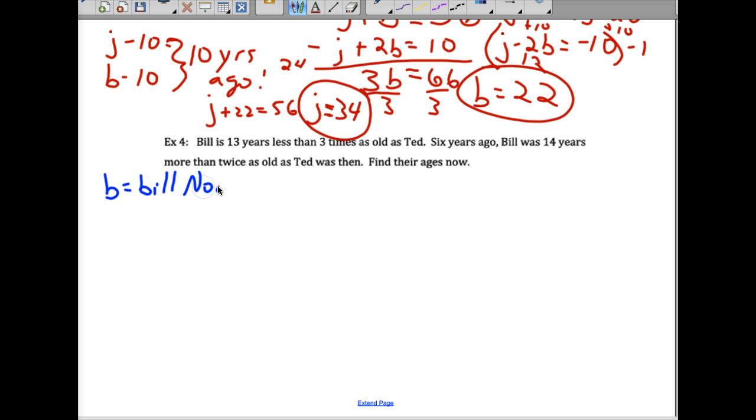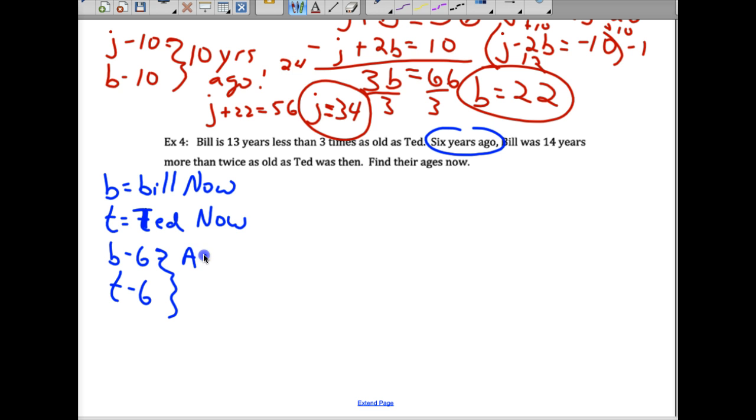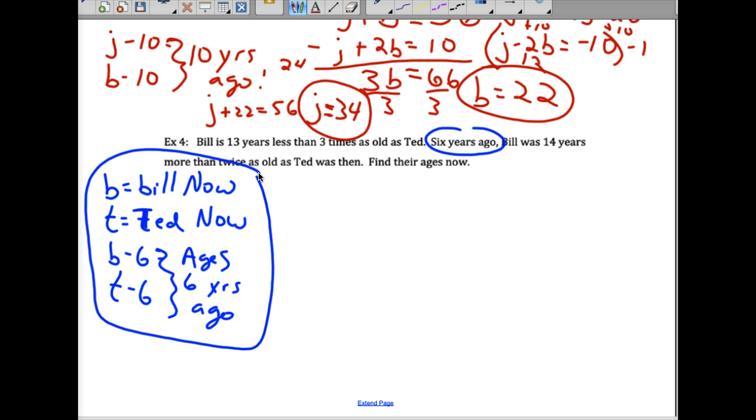B equals Bill. T equals Ted, like Bill Maher. I don't like that guy's name. Capitalize that. So our time change here is 6 years ago, so we have to subtract 6 from both those variables. B minus 6 and T minus 6 are the ages 6 years ago. But you have to define all that stuff. Please, it makes the problem easier. You see everything.